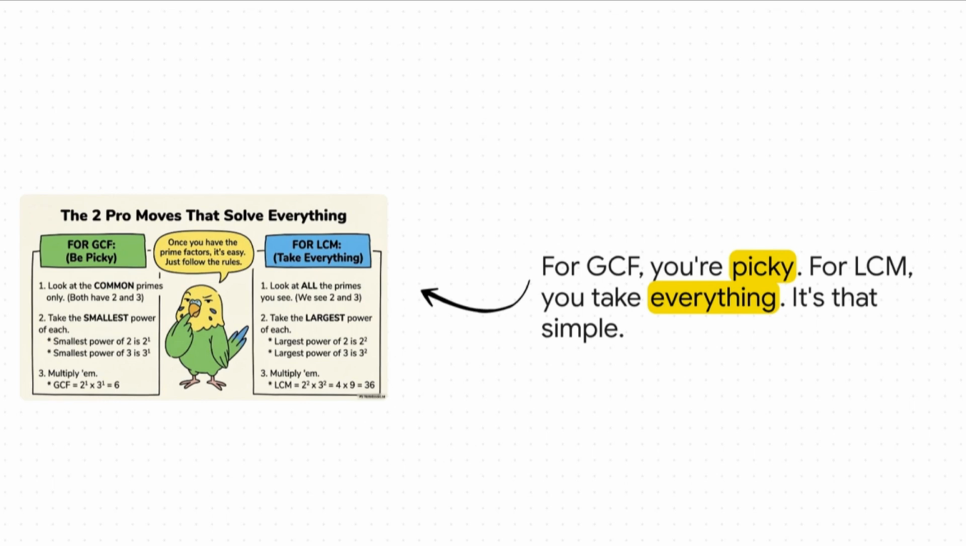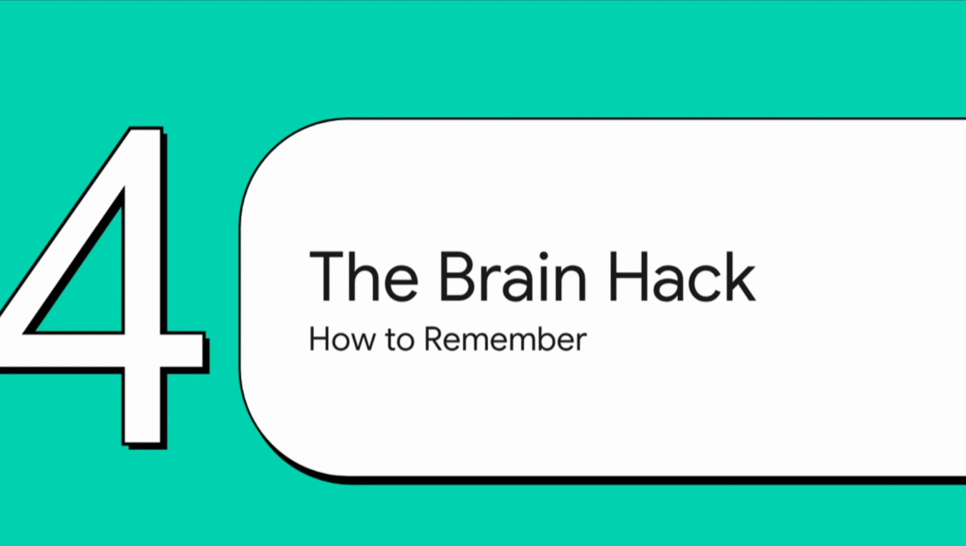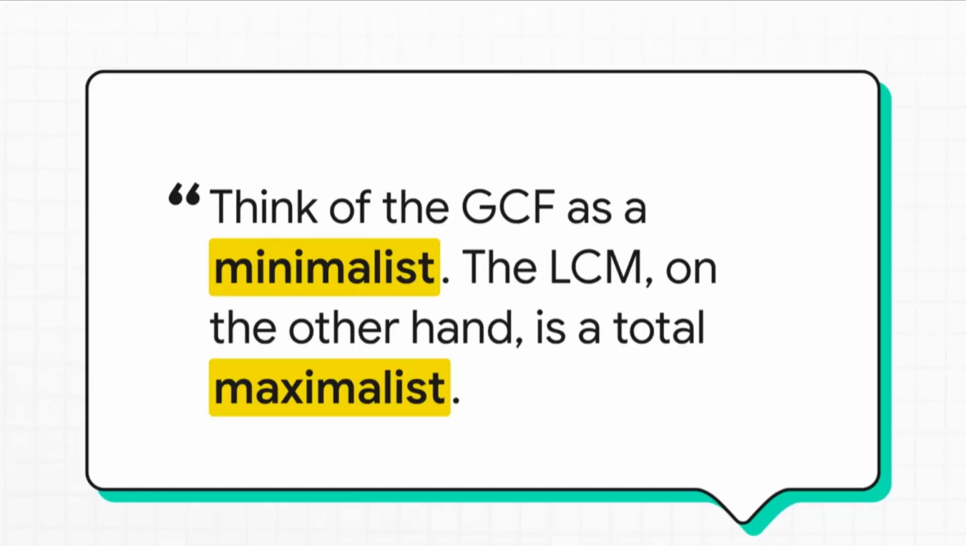It's literally that simple. Okay, but how are you supposed to remember which rule is for which? You've got better things to fill your brain with than boring math rules. So let me give you a little brain hack to make this whole thing stick for good. Here's the trick. Just think of the GCF as a minimalist. Simple, clean, only takes what is essential and shared. The LCM, though, it's a total maximalist. It's extra, it's over the top, and it wants everything.